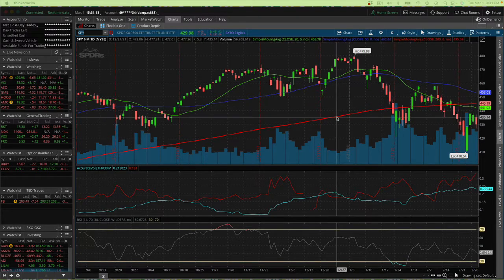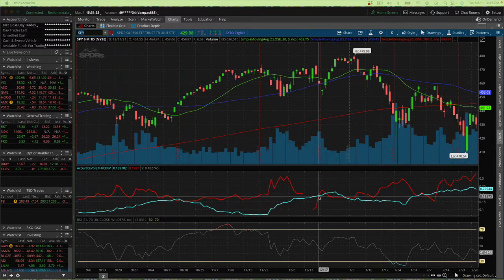So up top, we have a chart of spiders, a regular stock chart, price chart. And immediately underneath it, we have a volatility chart. Now, there are a couple things to notice.